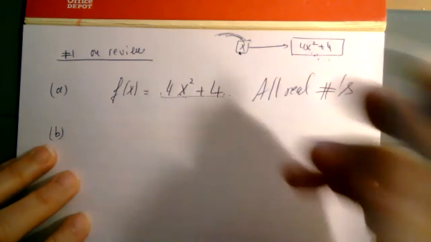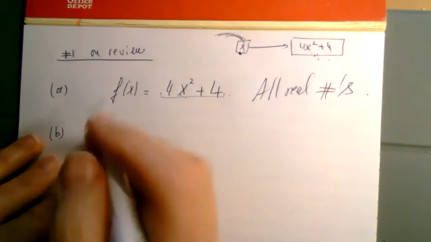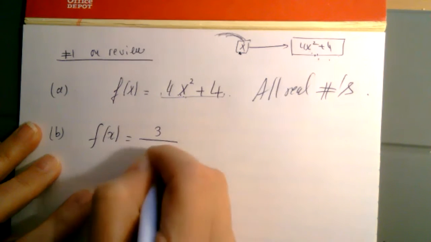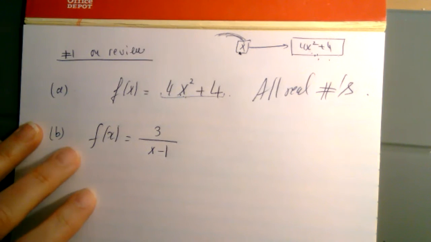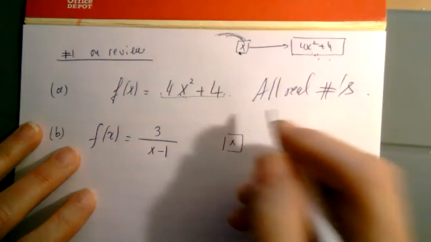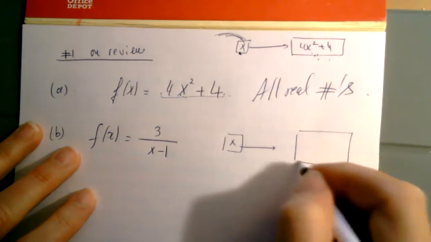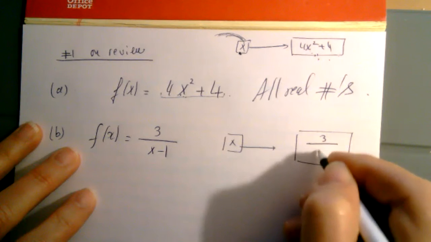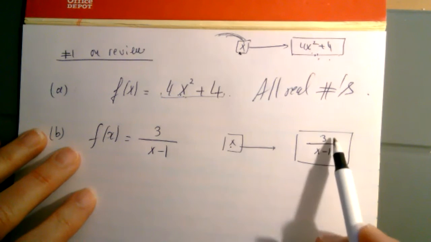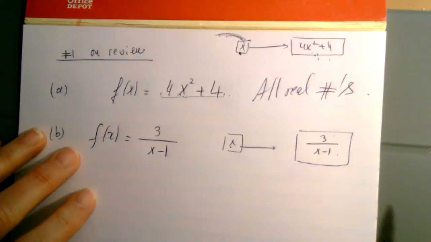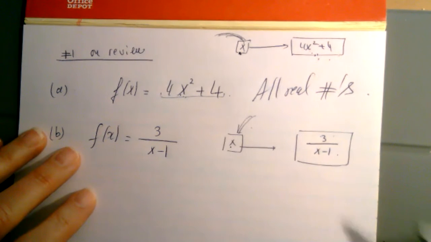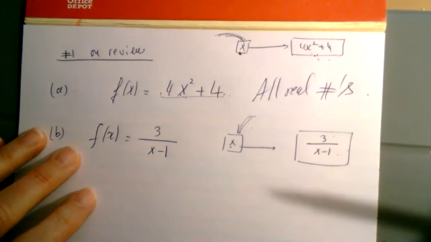Now let's look at the second one, because hopefully by doing more, you can start interacting with it. That's 3 over x minus 1. Again, I have this machine. You give it something and it takes 3 over x minus 1. So you give it 2, it takes 3 over 2 minus 1. Can you give this machine anything and it will spit out something? That's really what the domain is.